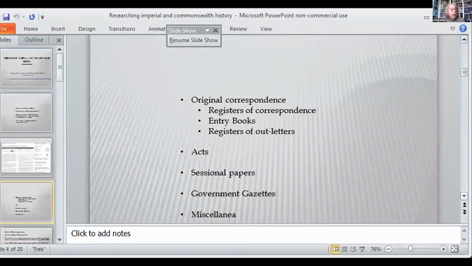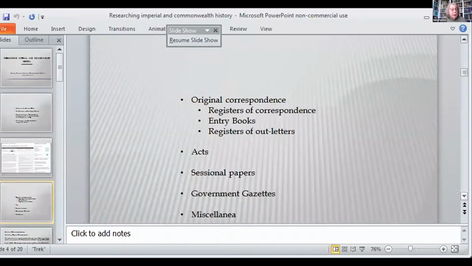Acts are statutes of the local legislature. It was comparatively rare for the UK Parliament to legislate for the colonies. Sessional papers are the proceedings of those legislatures. Government gazettes are the official newspapers, and miscellaneous series tend to comprise only the annual blue books, which provide statistical information, although there is sometimes other content, such as local newspapers.